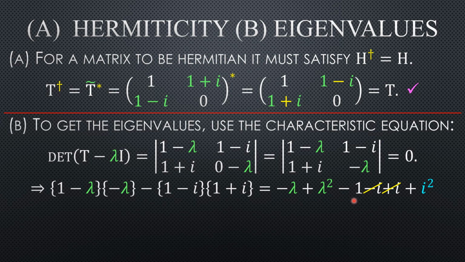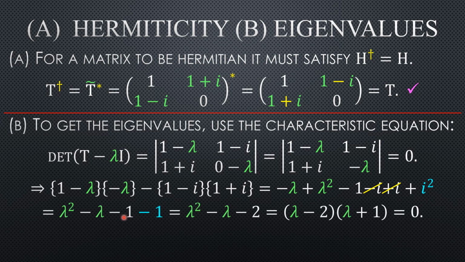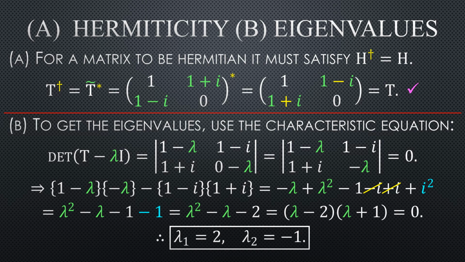From there, once we simplify by distributing these, we get the cross terms, which are the i's in this case, to cancel. This i squared will go to a -1, so we're good to go there. And now we just have a quadratic that can be factored after simplification. So we see that our eigenvalues are 2 and -1. And it's important to note for this problem specifically that these are non-degenerate eigenvalues.